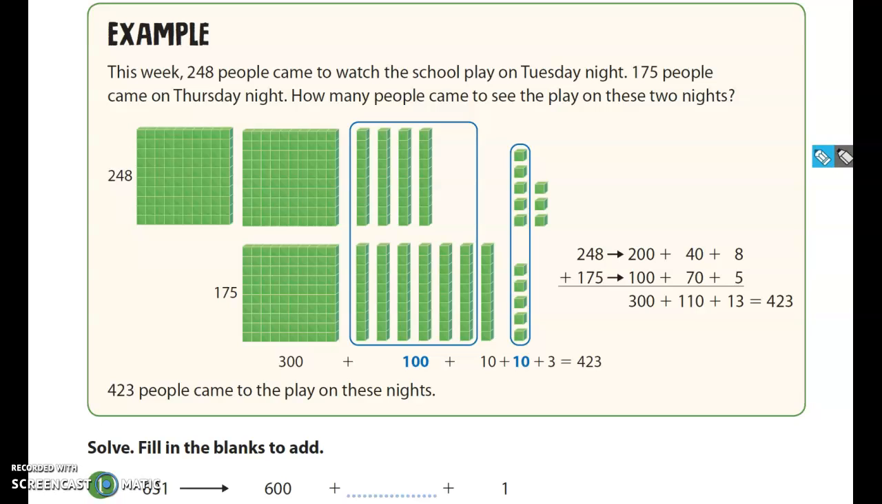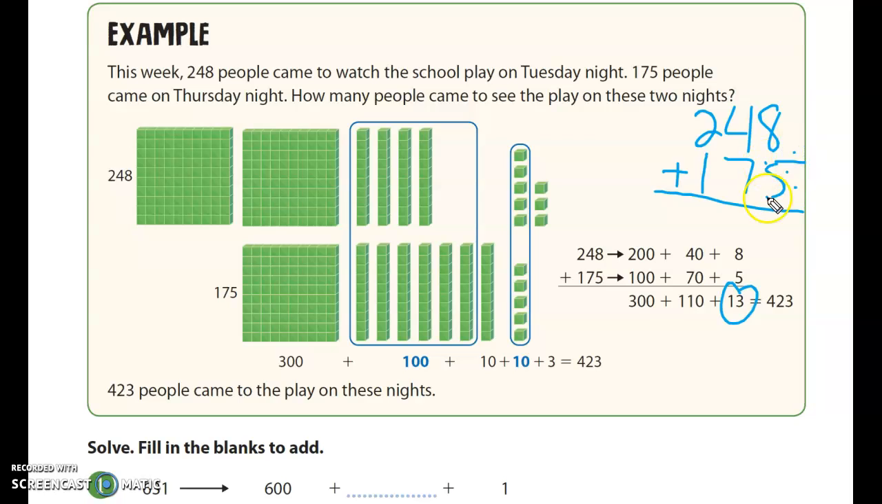Okay, the normal way that I'm accustomed to doing when I was younger, it was just to do this, right? 248 plus 175. Whatever I'm writing, what are you supposed to be doing? Right. There you go. 8 plus 5. What's 8 plus 5? 13, not 15. 8, 9, 10, 11, 12, 13.